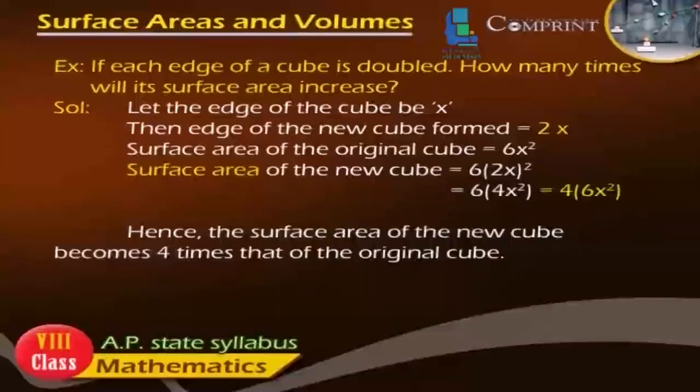Surface area of the original cube is equal to 6x square. Surface area of the new cube is equal to 6 into (2x) whole square, which is equal to 6 into 4x square equal to 4 into 6x square. Hence, the surface area of the new cube becomes 4 times that of the original cube.